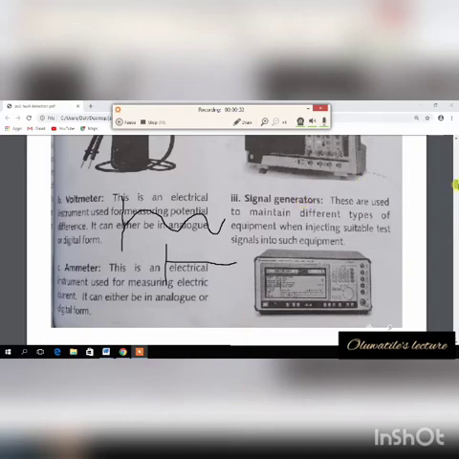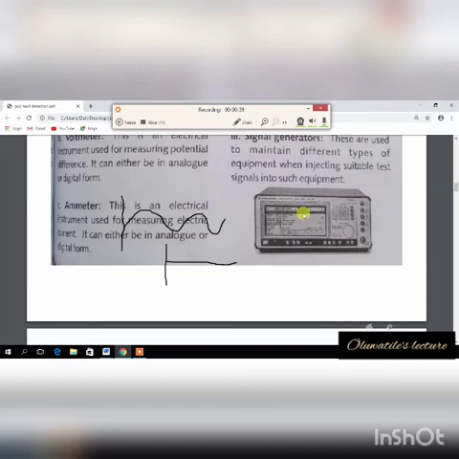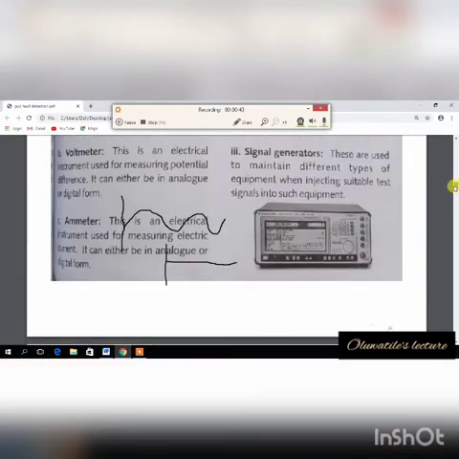So I want to explain something. The signal generator is just like this. It has many channels. It has many knobs. You can see them the way I am doing it like this. And okay, that's the end of the topic.